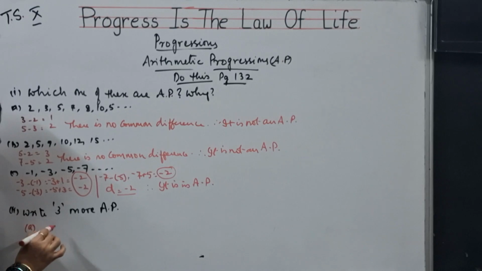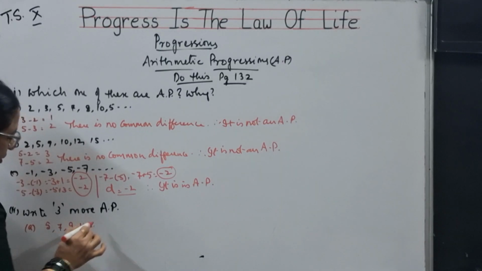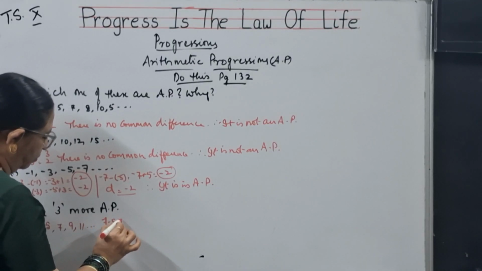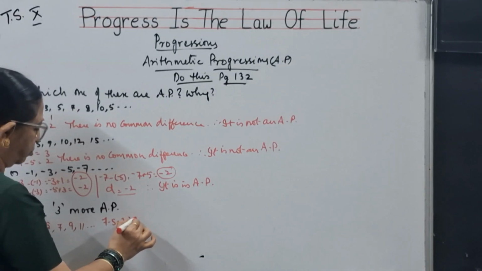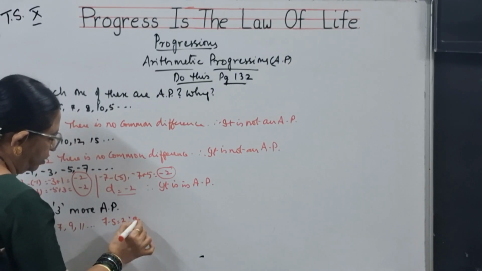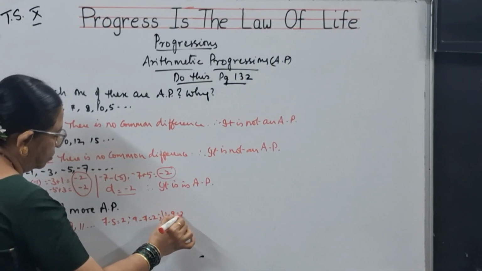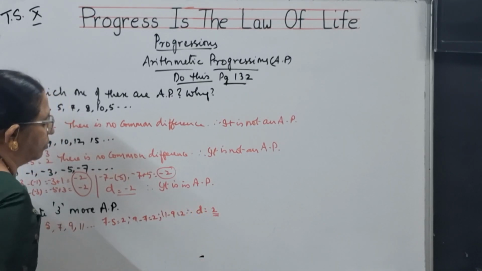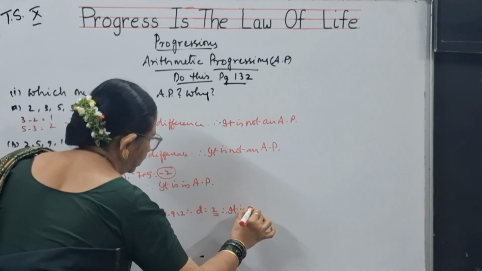I can take one as 5, 7, 9, 11, and so on. So the common difference here: 7 minus 5 is equal to 2. Okay, and then 9 minus 7 is 2, and then 11 minus 9 is also 2. Therefore, common difference is 2. So it is in AP. Therefore, it is an AP.